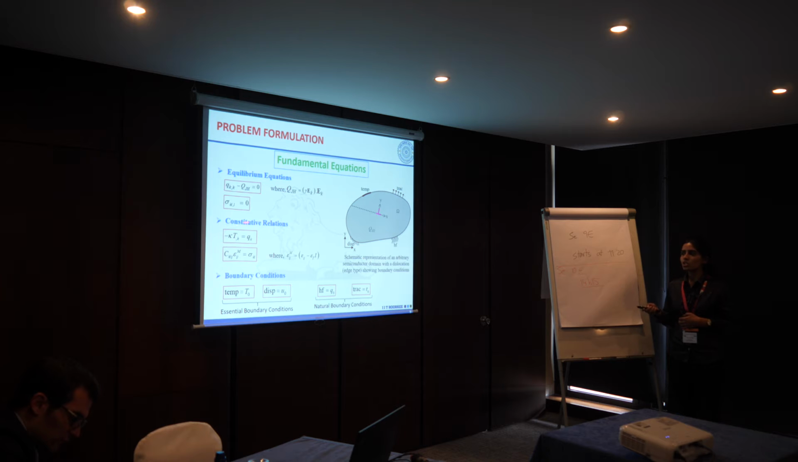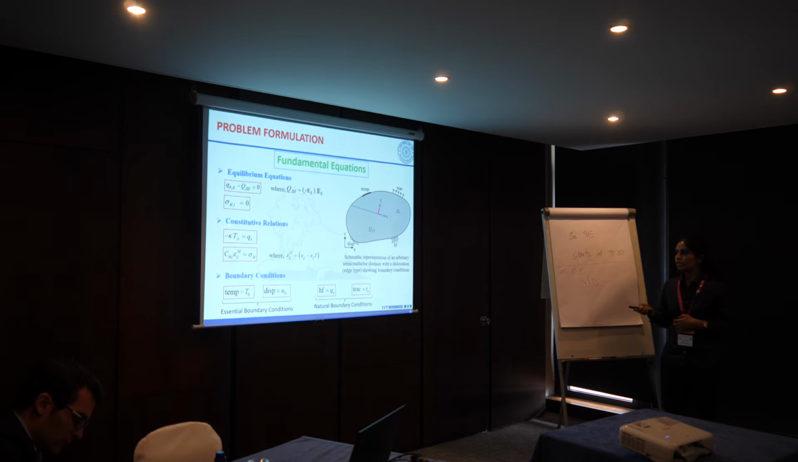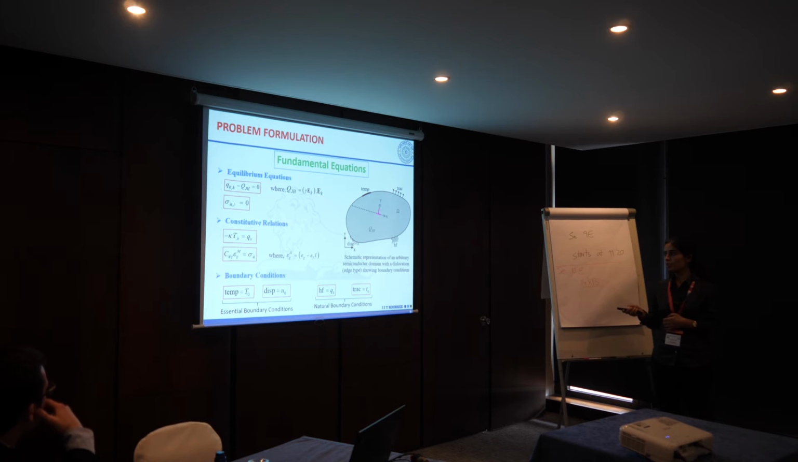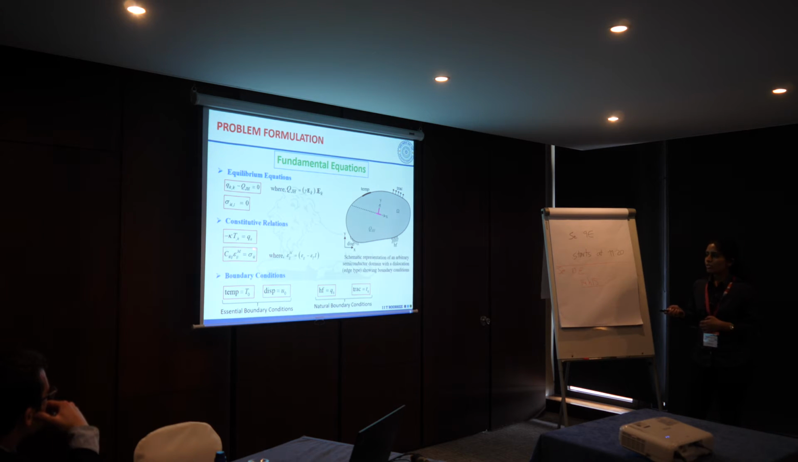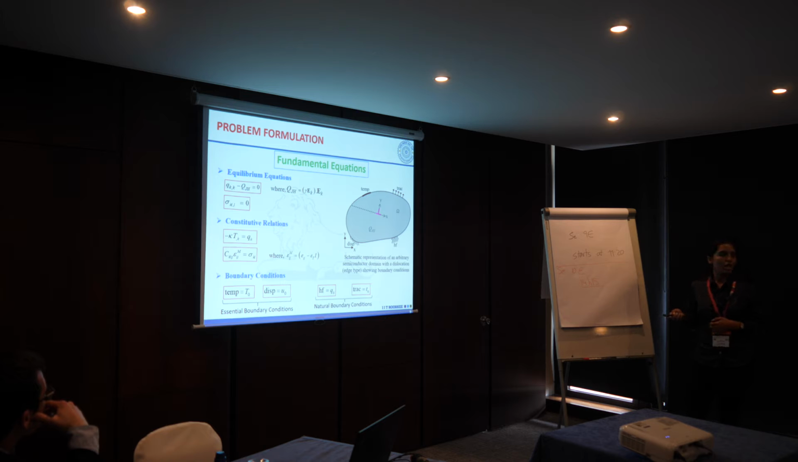Then we will need the constitutive relations which relate the stresses with the strains and the heat flux with the temperature gradients. These equations will be used along with the equilibrium equations to define the weak formulation and the discrete formulation of the problem. Here epsilon^m is the mechanical strain tensor, which is the total strain minus thermal strains. Then we will need boundary conditions, which will be in the form of essential boundary conditions and natural boundary conditions. Essential boundary conditions will be defined in the form of temperatures or displacements, and the natural boundary conditions will be defined in the form of heat fluxes and traction.